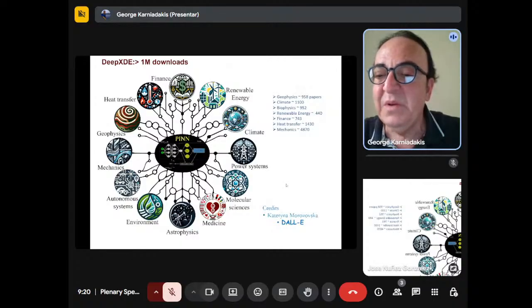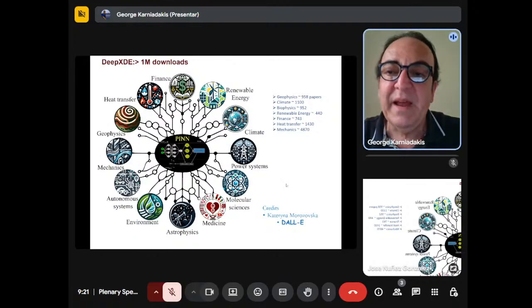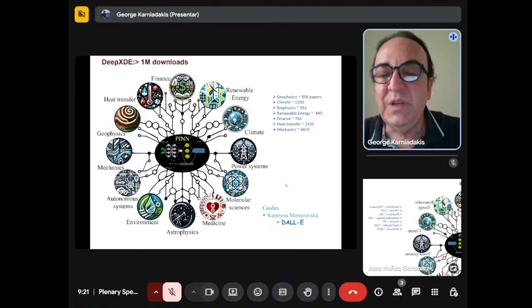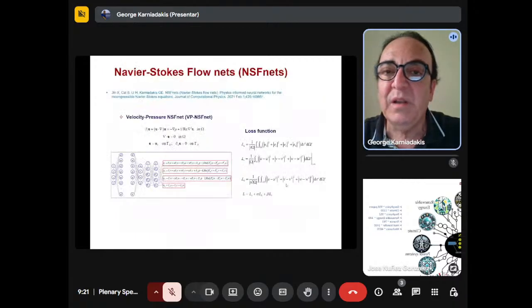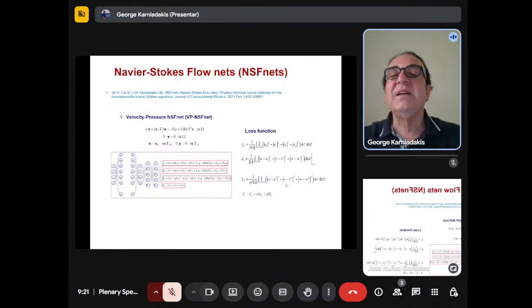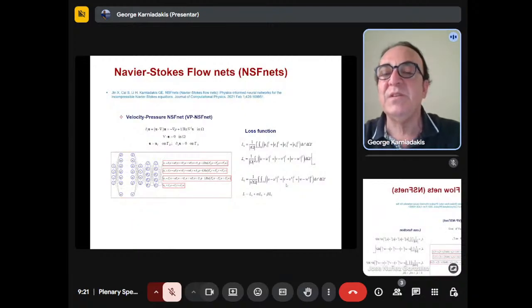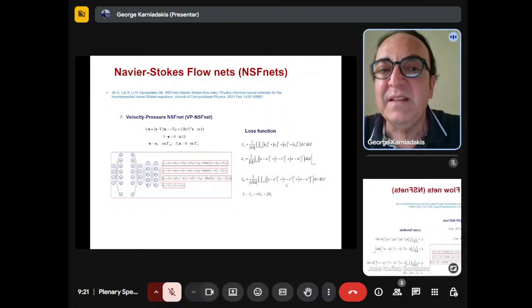Here I asked ChatGPT and DALL-E to make a summary of applications of last year. And you can see from geophysics to climate to biophysics, finance, heat transfer, and fluid mechanics, of course, there are many, many papers. And in fact, there's this library called DeepXDE, which we made public in 2019 and already has 1 million downloads from around the world. So let me concentrate now on answering the questions about hidden fluid mechanics that I posed earlier.